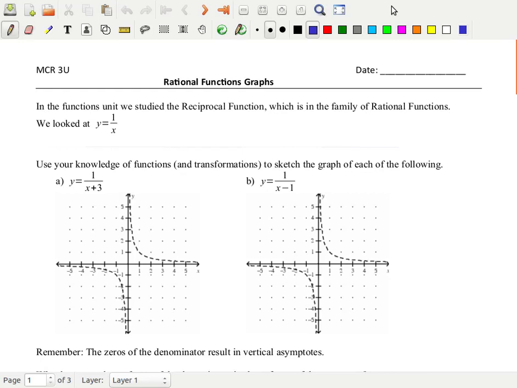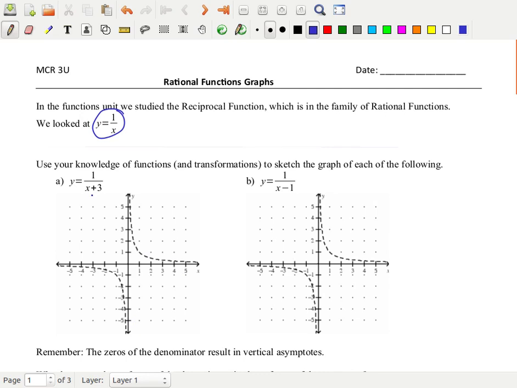For this lesson, we're going to take a look at the graphs of rational functions. And in order to do that, we're going to start with what's known as the reciprocal function, which is just your basic 1 over x. As you can see in the two graph templates I have below here, I have two reciprocal functions. Each of those is the parent, which is 1 over x.